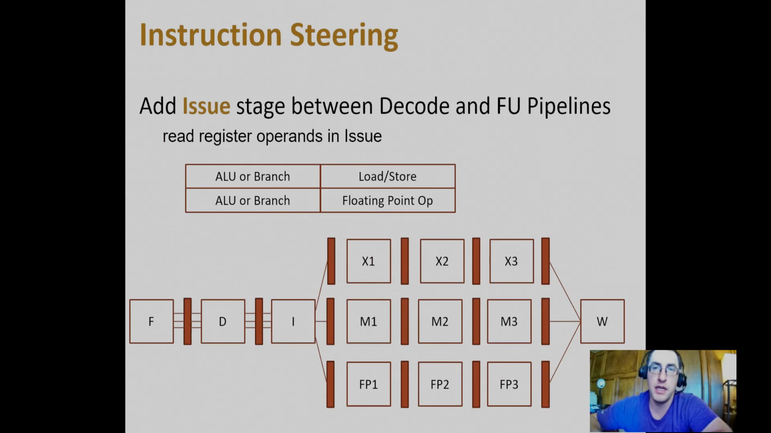So that can help, but it also means you can't push all 3 instructions into the pipeline at the same time. So usually this instruction steering could be done by adding what's called an issue stage between the decode stage and the functional unit pipelines. We're going to use the issue stage to also read from the register operands. So now decode is simply focused on unpacking the bundle and maybe doing a little bit of the control logic.